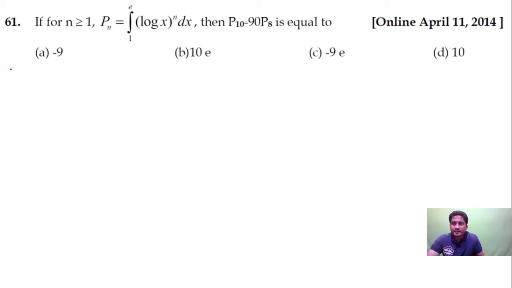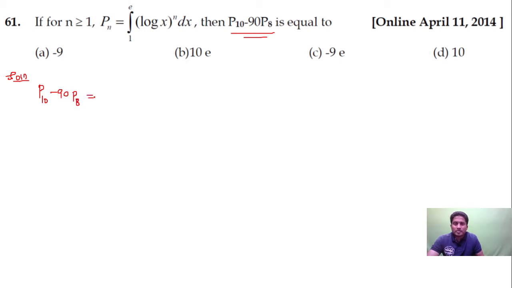Hello everyone. Pn is given. Pn is equal to the integral from 1 to e of (log x)^n dx. I'm supposed to find out what is P10 minus 90 P8. So this is P10, minus this is 90 P8.